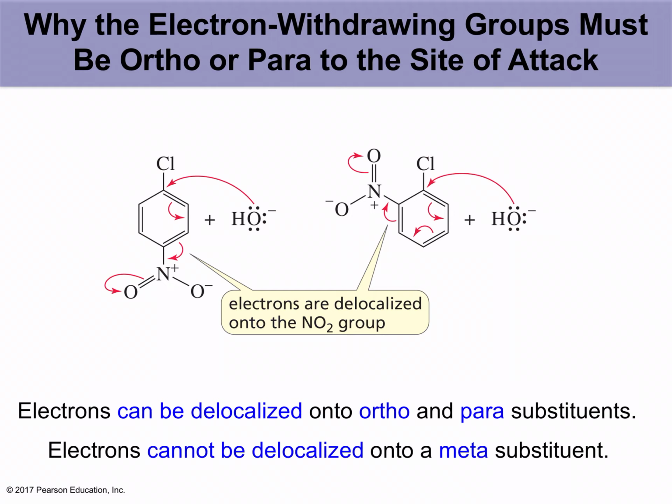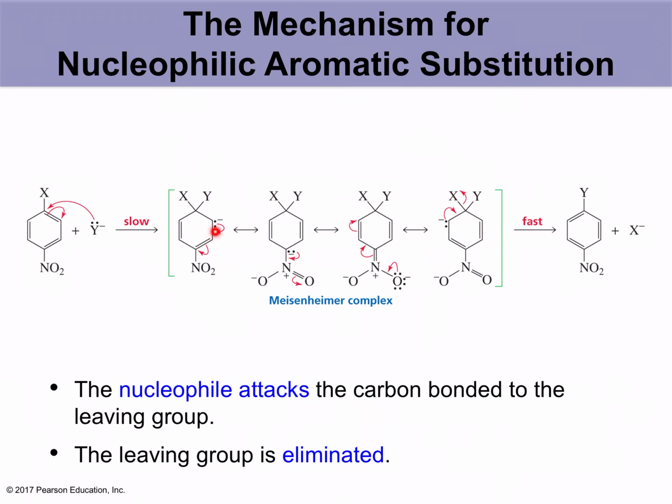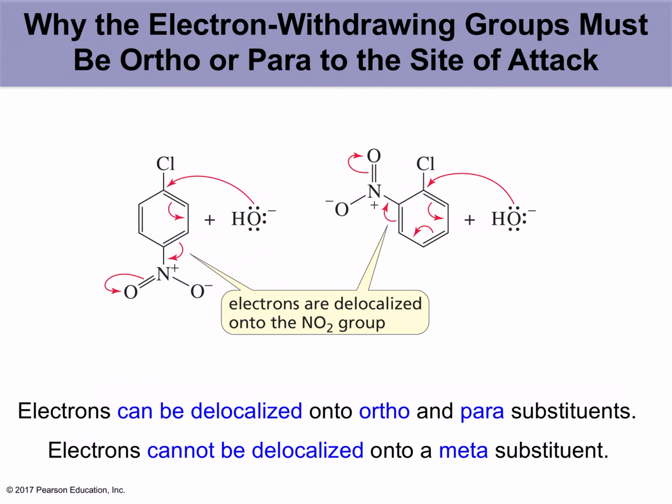Why the electron withdrawing groups must be ortho or para to the site of attack. So the hydroxide attacks. Why does the electron withdrawing group, which is a nitro group, need to be ortho or para? Because we generate the negative charge right on the ortho and para positions. So having the nitro group attached onto the places where we generate the negative charge will directly withdraw electrons from the benzene ring, right? So like that, with the resonance, it's away from the benzene ring when the nitro group is ortho and para. You see the resonance?